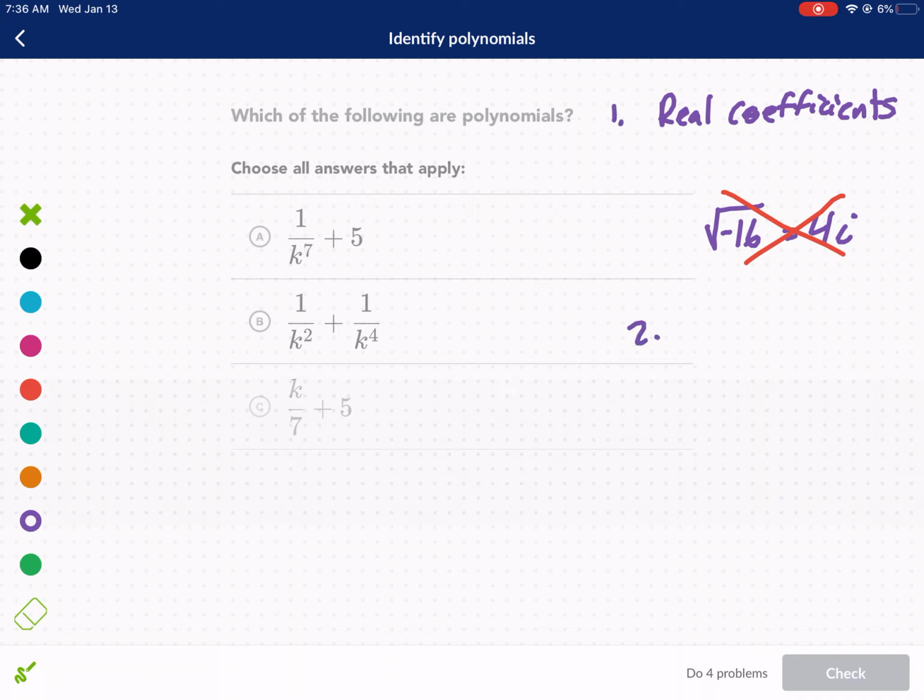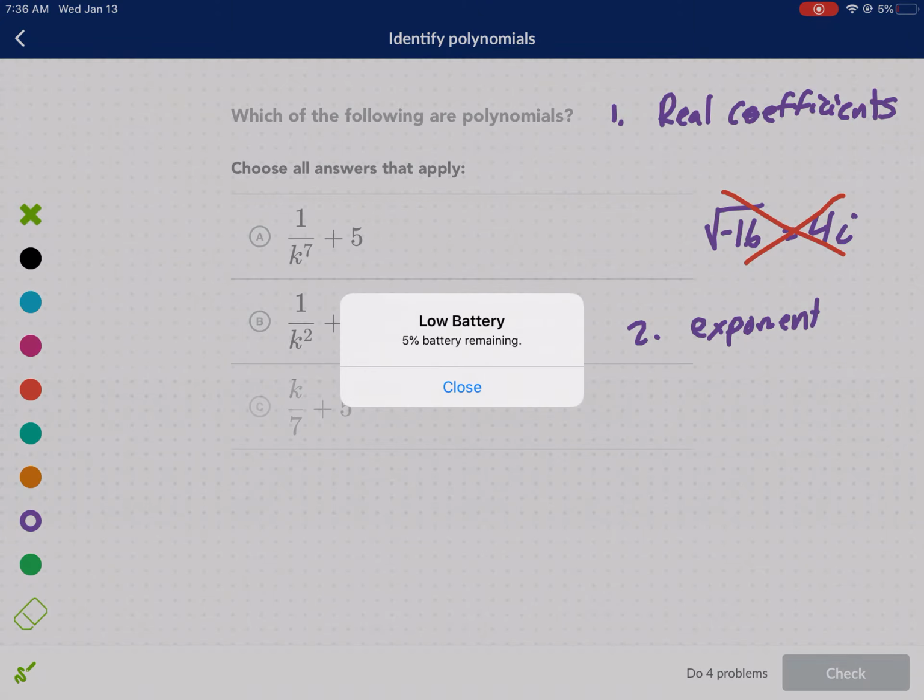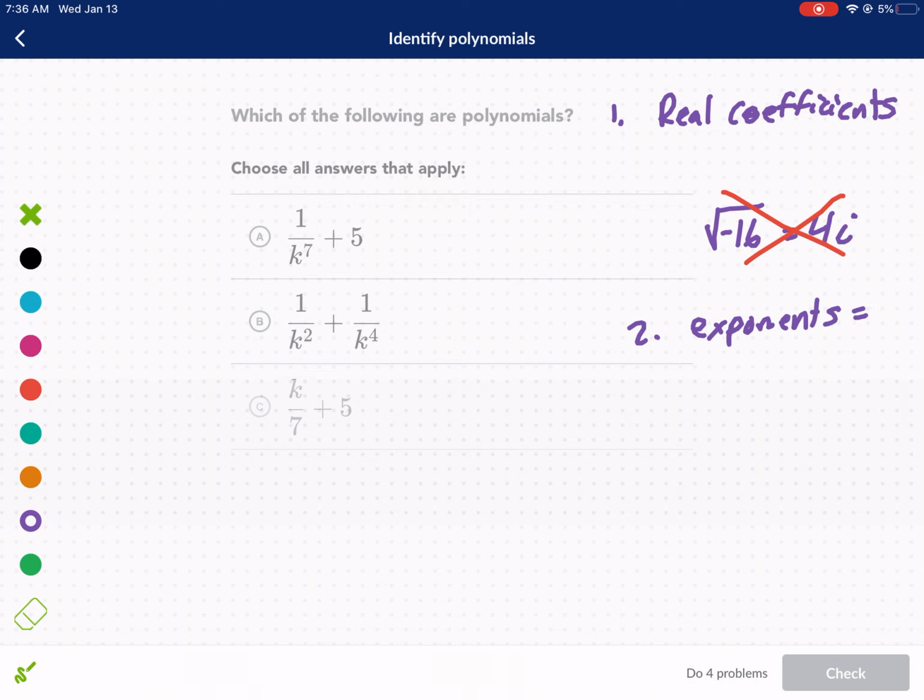And the second is exponents have to be, not real numbers, but whole numbers. Okay, so there's no fraction in the exponent. So if we have something like x to the 1/2, that's no good, or x to the negative 3, that's no good. Both of those are not whole numbers, so those are no good.